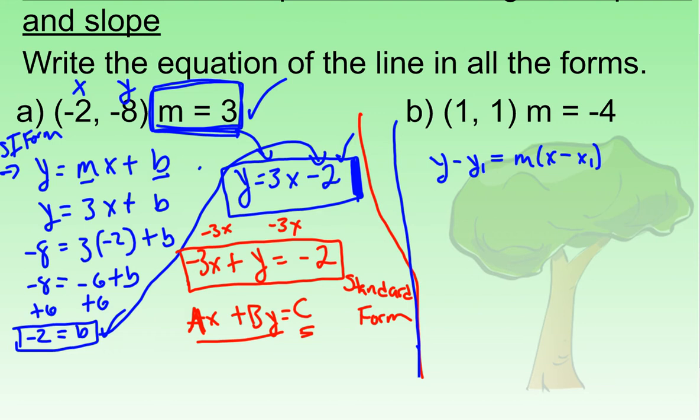That is the formula for point-slope form. It's ugly. M is the same. M is the slope that we are given. You must always have slope to write the equation of a line. So we're going to plug in our slope.